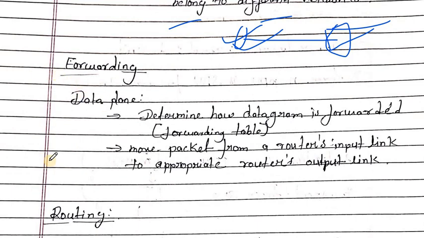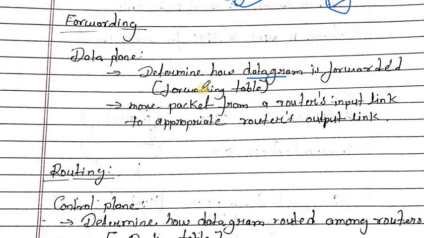What is forwarding? Forwarding means how the datagram, the packet, is forwarded. Datagram forwarding means how the packet is forwarded by using the forwarding table. We see the forwarding table, and how the packet moves from one router to another router. The router gets the input packet, processes it, and forwards it to another appropriate router.